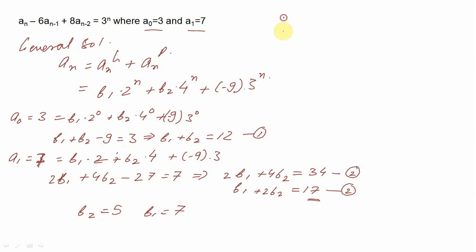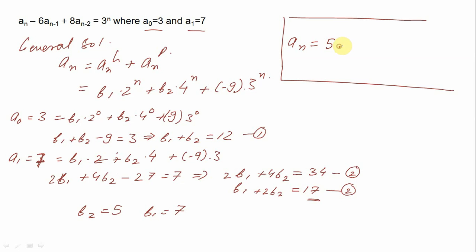So the solution of the recurrence relation will be a_n is equal to 7 into 2 to the power n plus 5 into 4 to the power n plus minus 9 into 3 to the power n. This is the solution to the recurrence relation. Right? Let's see another example. This is going to be a slightly longer example.